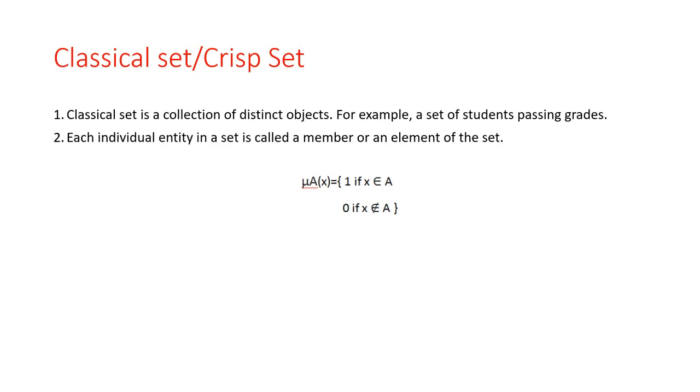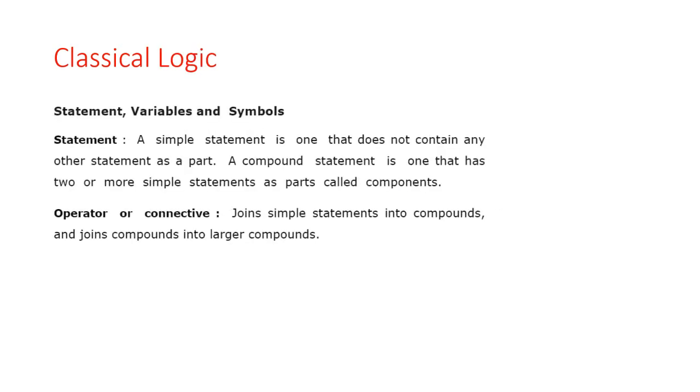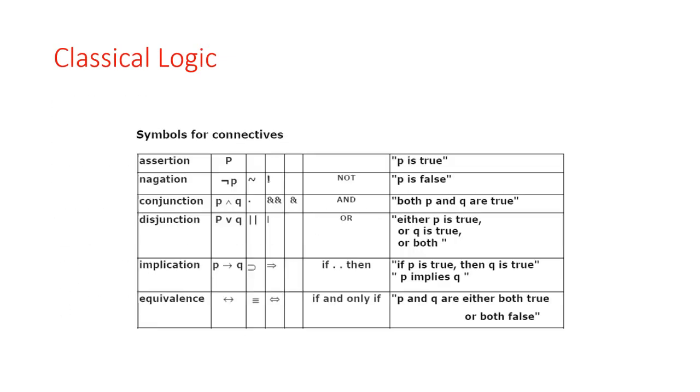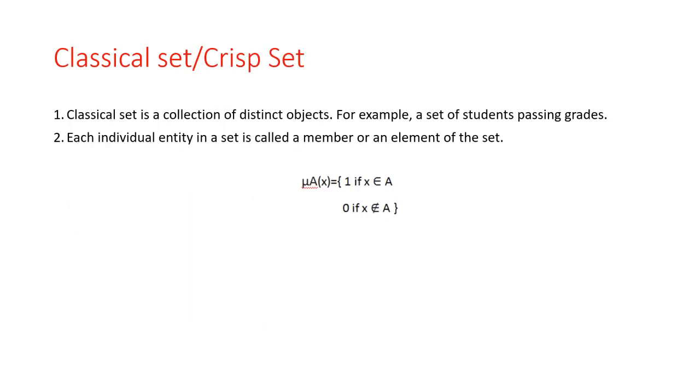Then the classical set, or crisp set. In the previous slide we discussed classical logic, and the next part is the classical set, or crisp set. The classical set is a collection of distinct objects, for example, a set of students passing the grades. Each individual entity in a set is called a member or an element of the set.